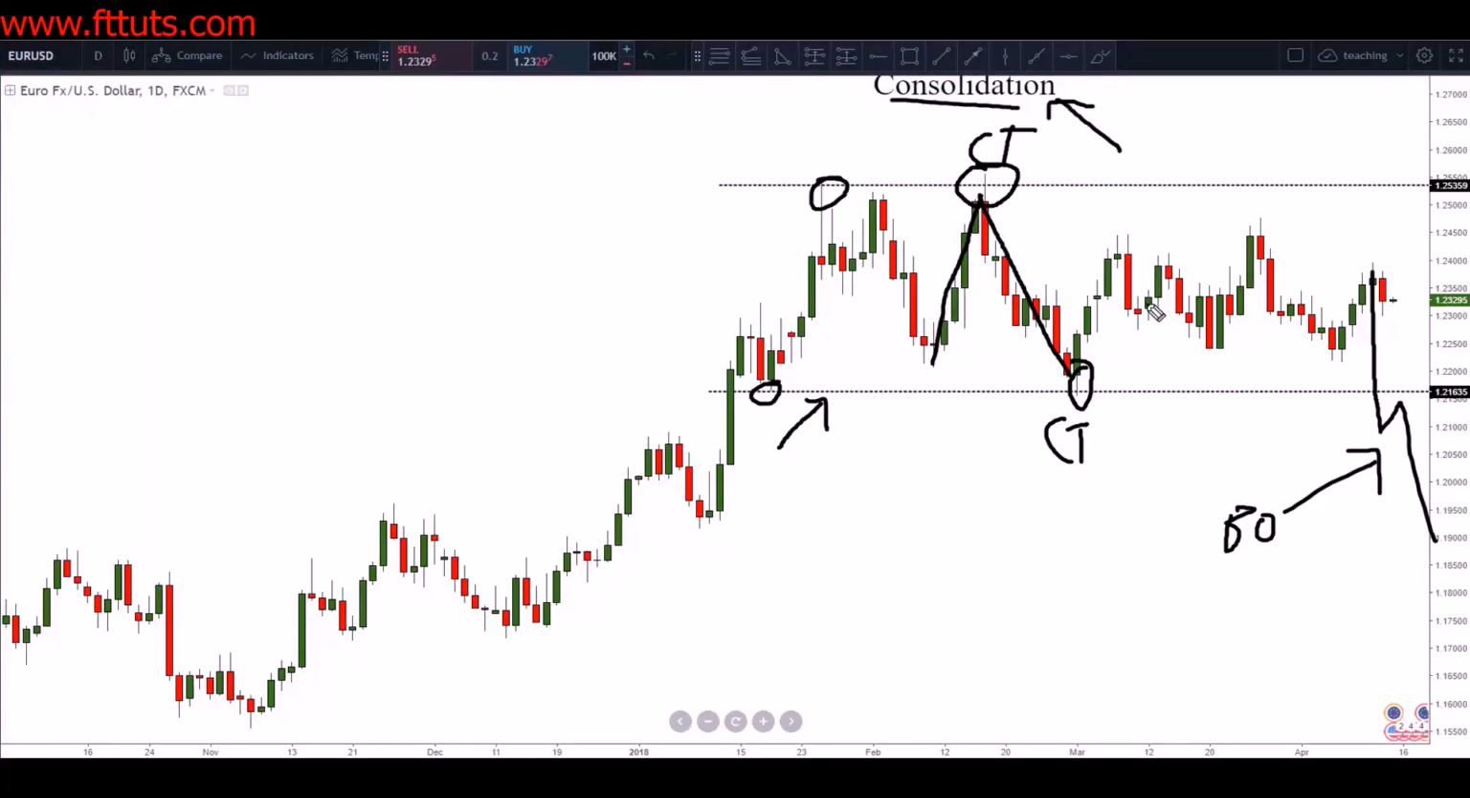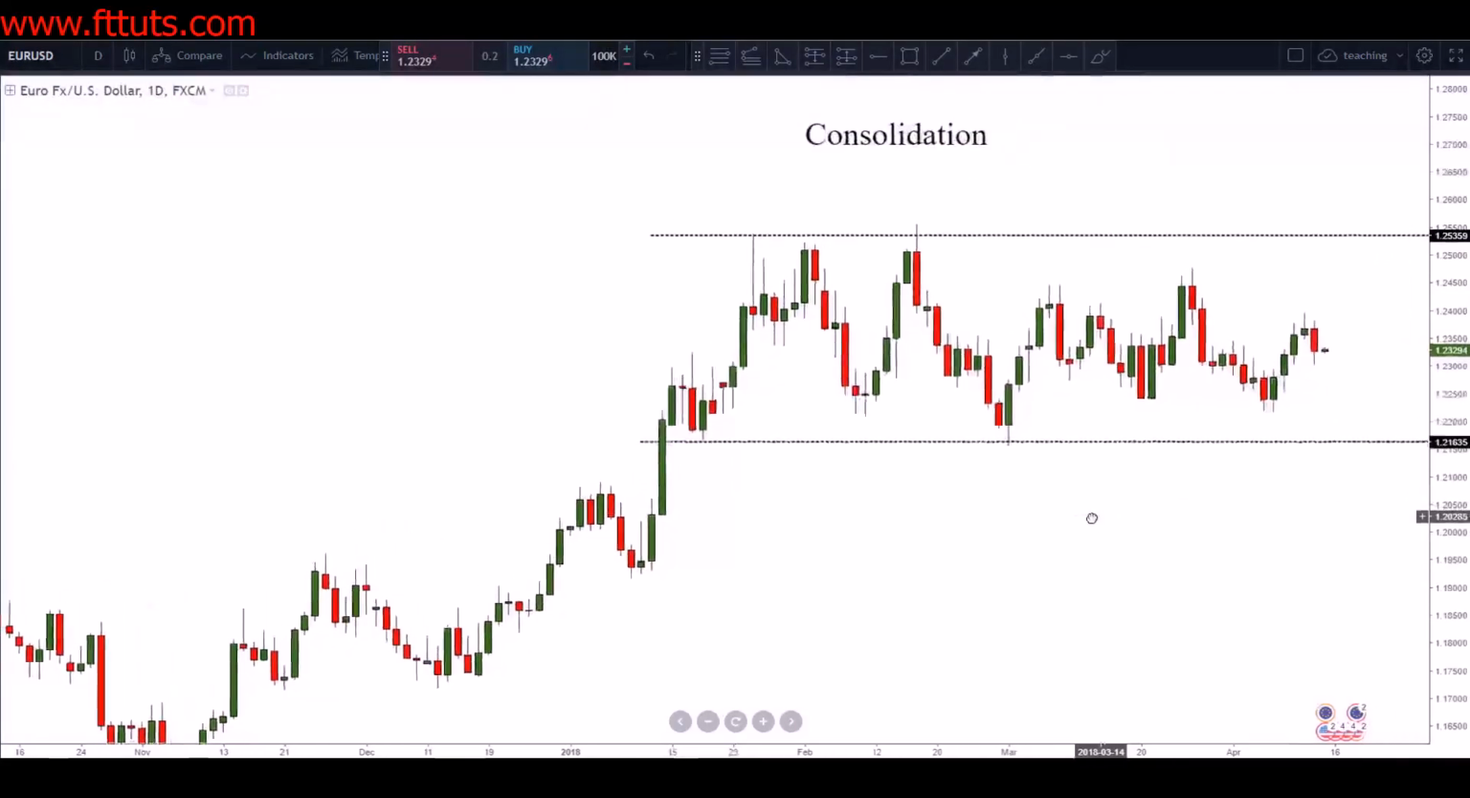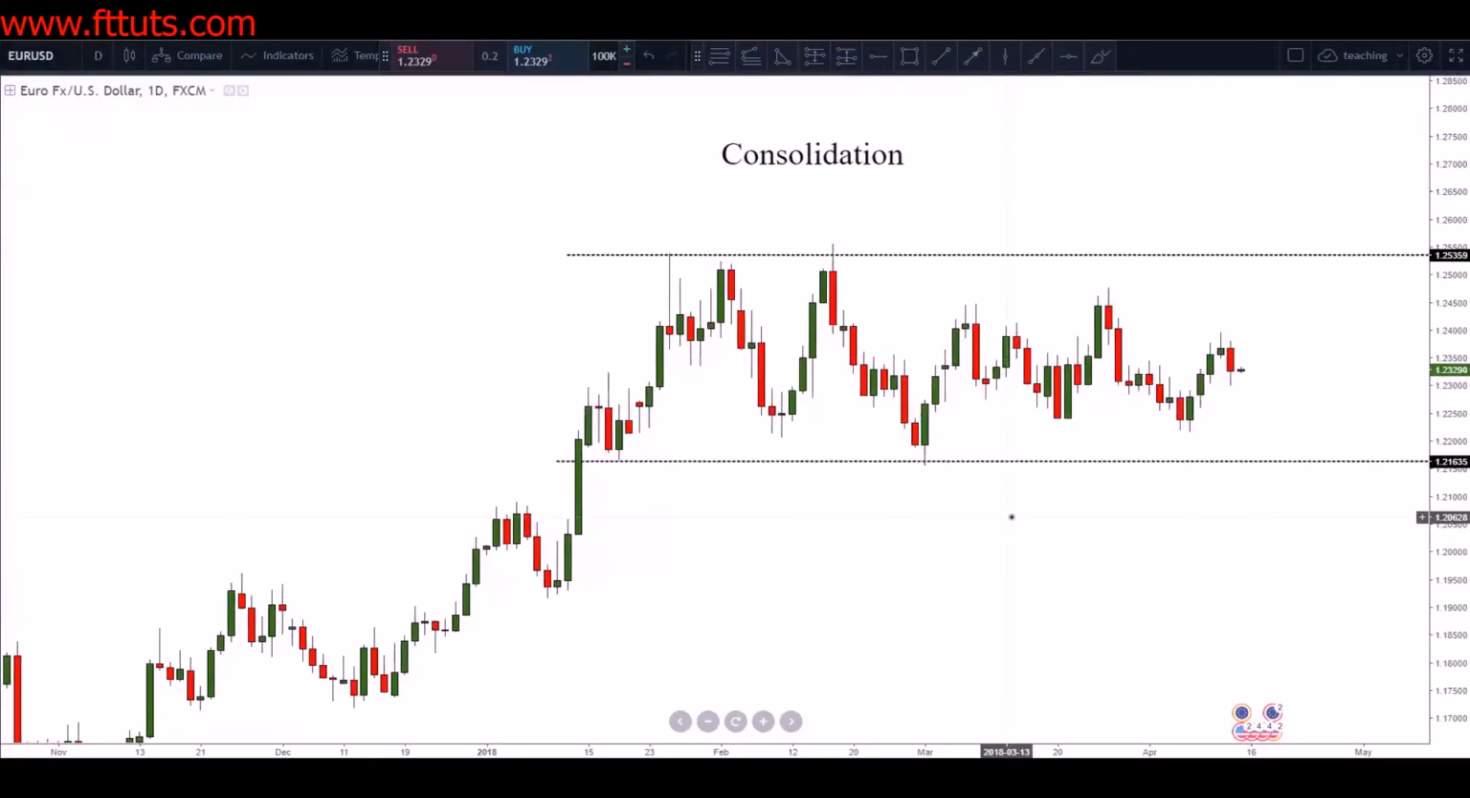So that's what we'll be looking at in consolidating markets. Again, consolidation is one of the three conditions the market can be in, and the two ways we can trade consolidation are counter trend or breakout. Next up, we'll move along now and go to our final condition the market can be in, which is a reversal scenario.